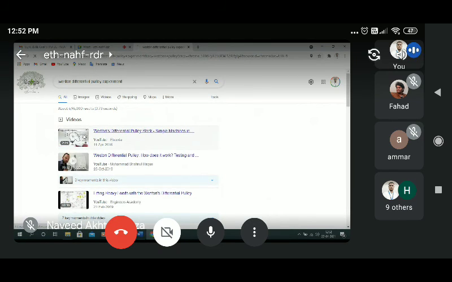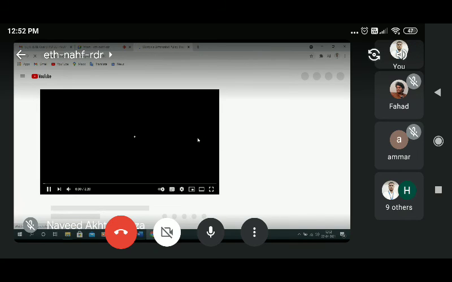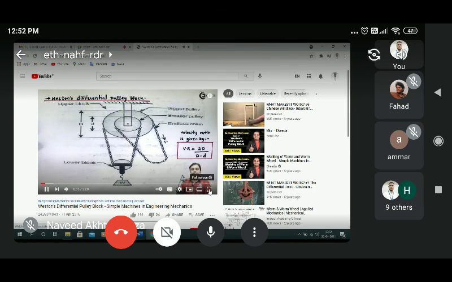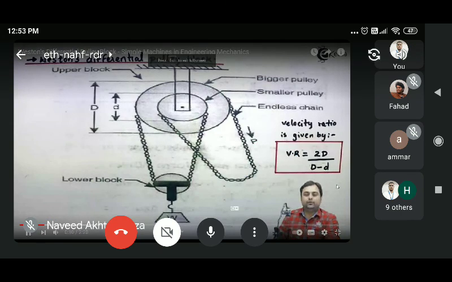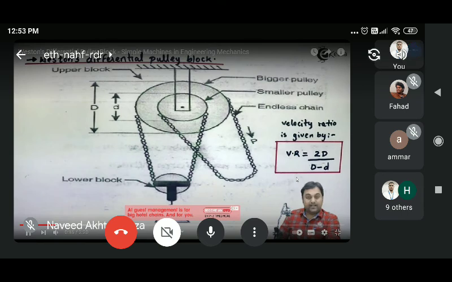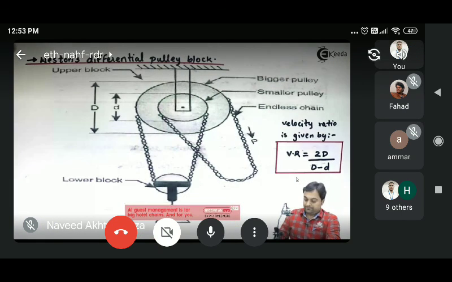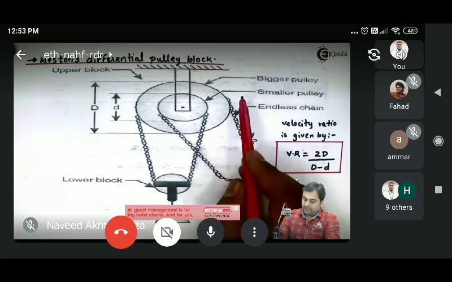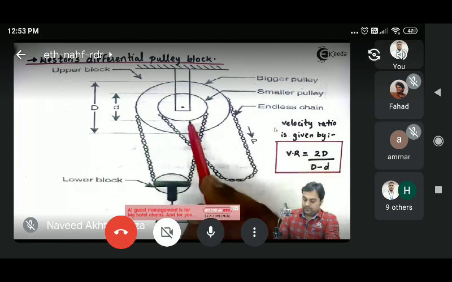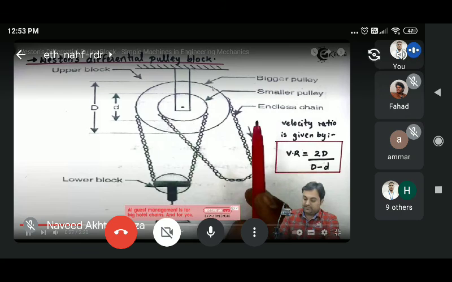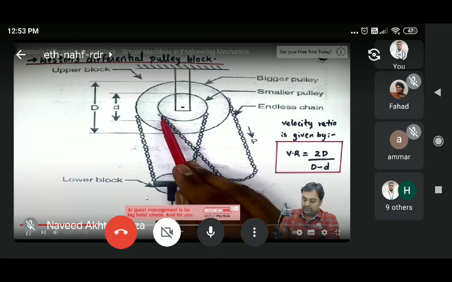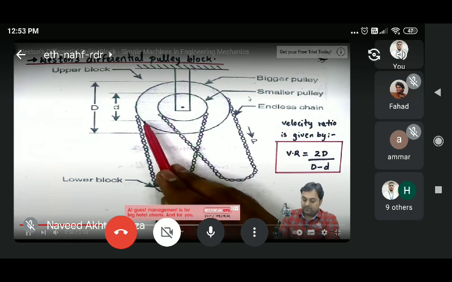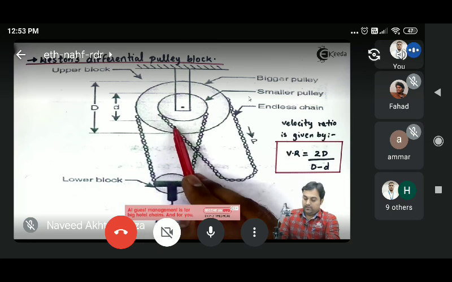Here you can also see the working of this Weston differential pulley block in this video. It is commonly used in our day-to-day life to lift heavy loads. There is the bigger pulley and the smaller pulley, and the chain is continuous. It is an endless chain. There is no end because of the circular motion. They are connecting and rotating.